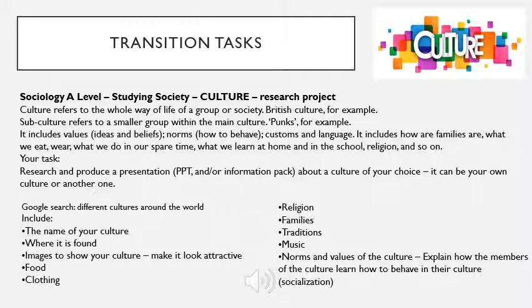Subcultures refer to smaller groups within the main culture. So, for example, punks, emos, goths, ravers. These are all examples of subcultures. So it includes values, and these are ideas and beliefs, norms, and these are ideas and beliefs on how to behave, customs and language. It includes how families are, what we eat, what we wear, what we do in our spare time, what we learn at home and in school, religion, and so on. So there's a little bit of information about culture and subcultures.